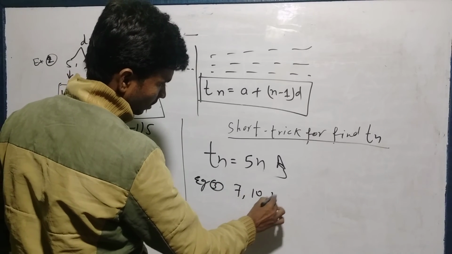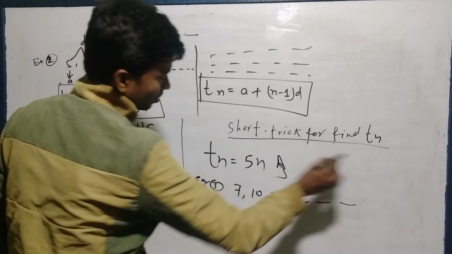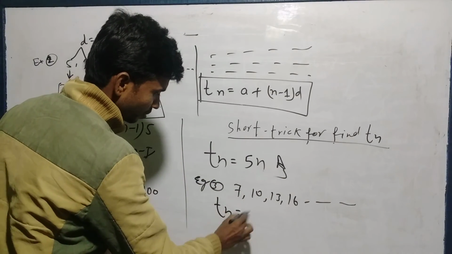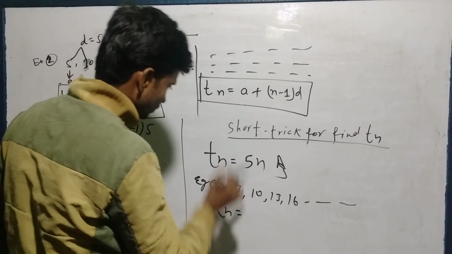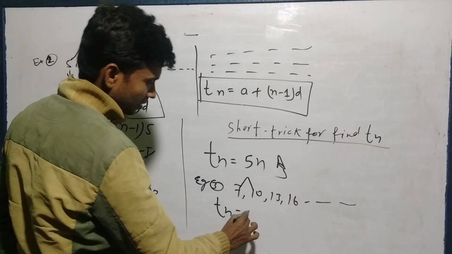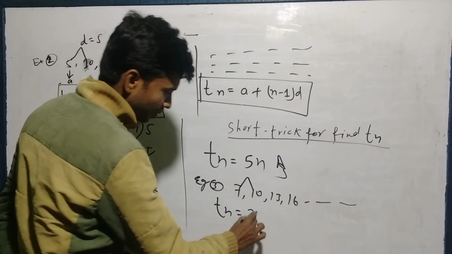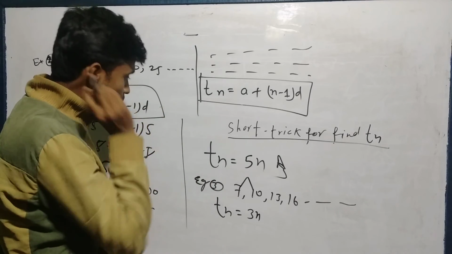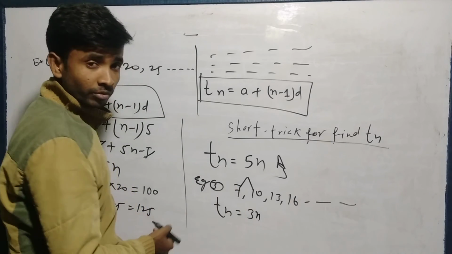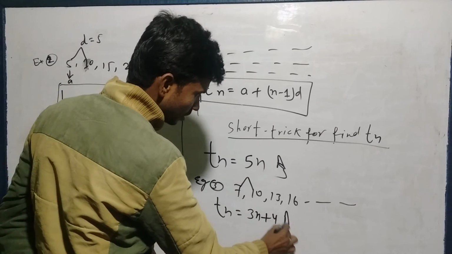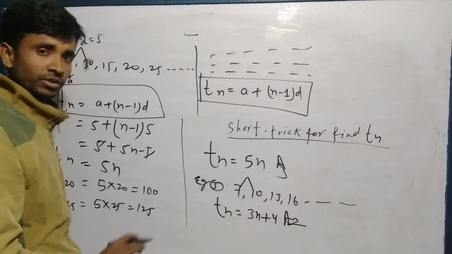7, 10, 13, 16. It is one of the sequences. How can you find Tn of this sequence? What is the common difference? 3. So write 3 here and put N automatically. Okay. And how can you get 7 from 3? Add 4. So 3N plus 4 is the Tn of the given sequence.